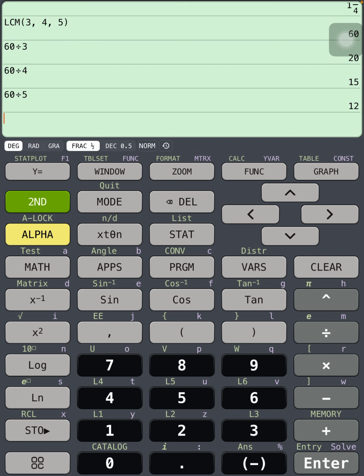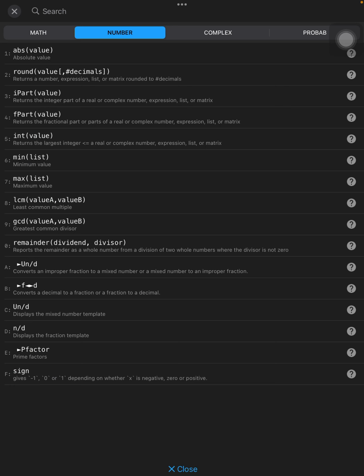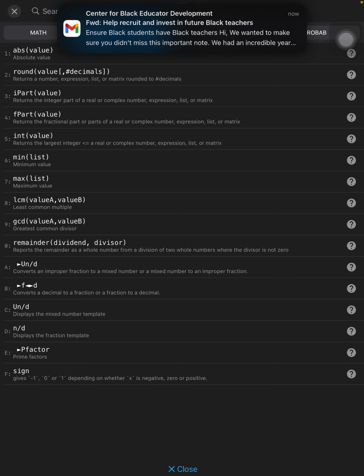And what that means is the greatest common factor, so back to math and, sorry, the greatest common divisor, or the greatest common factor, same thing.